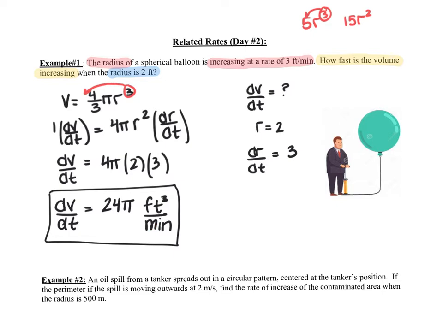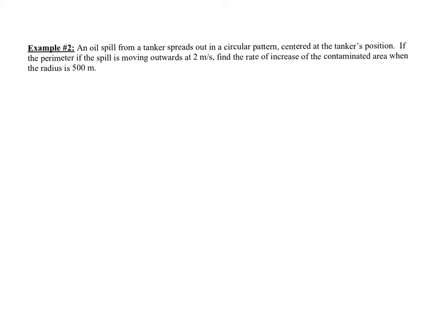Okay, let's try the second example. Okay, so in the second example, it says an oil spill from a tanker spreads out in a circular pattern, centered at the tanker's position. If the perimeter of the spill is moving outward at 2 meters per second, find the rate of increase of the contaminated area when the radius is 500 meters.